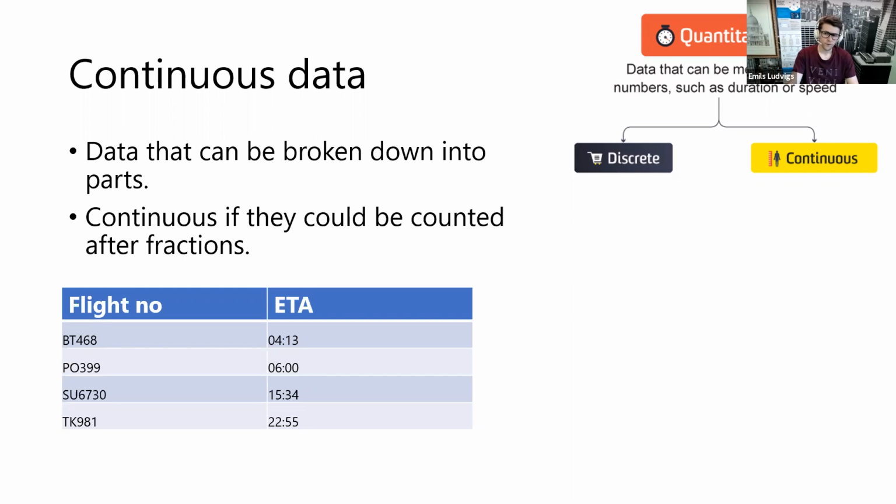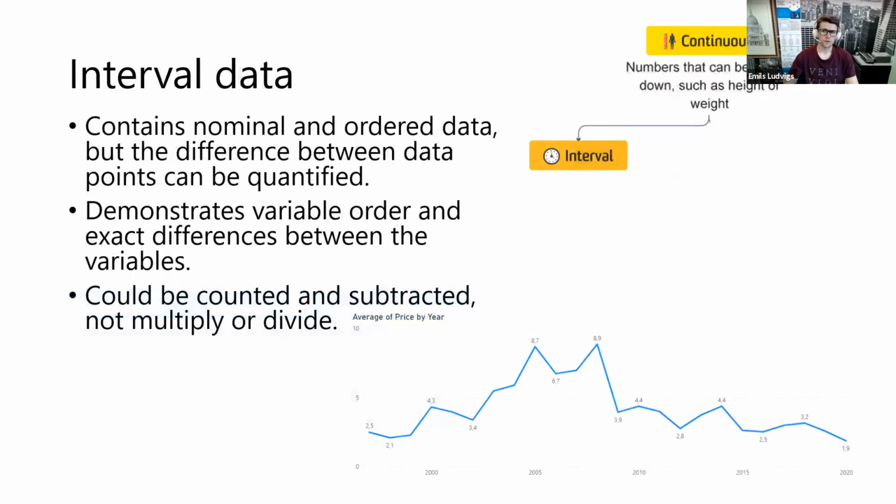And if we look deeper into continuous data, we can divide this continuous data into two bigger parts. One of them is interval data. This data contains these nominal and ordered data, but the difference is that between these data points, it can be quantified.